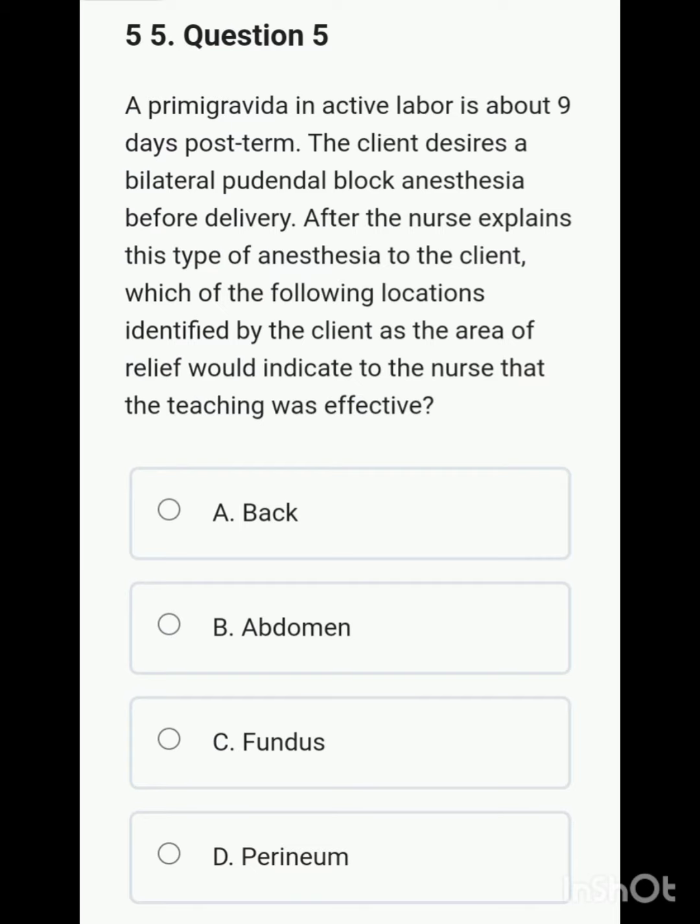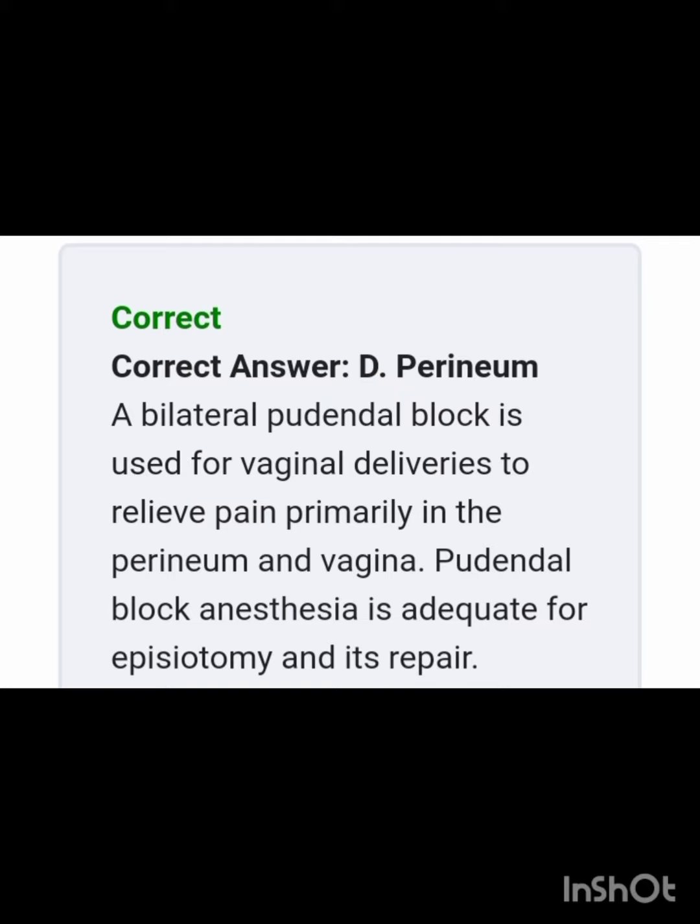The options are back, abdomen, fundus, and perineum. Answer is perineum. A bilateral pudendal block is used for vaginal deliveries. For a normal delivery, this pudendal block is given on the bilateral perineum to relieve pain primarily in the perineum and vagina. Pudendal block anesthesia is adequate for the episiotomy and its repair.